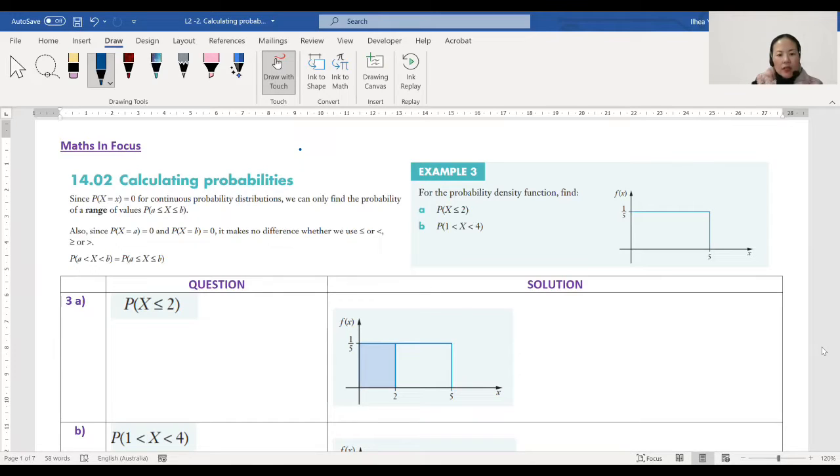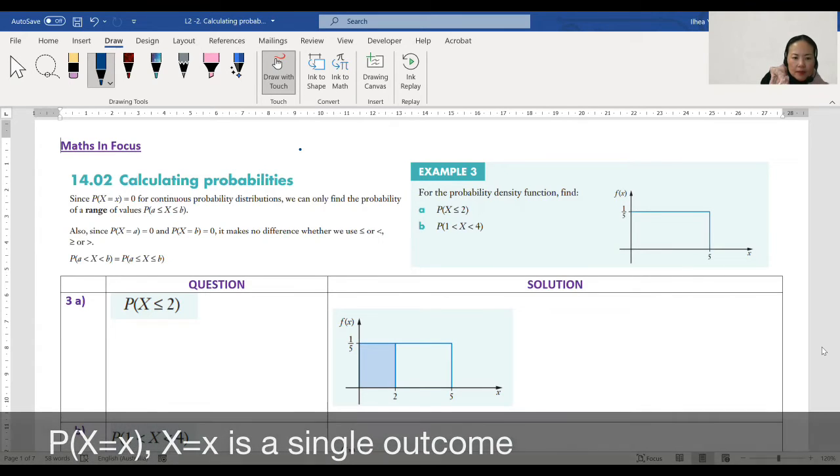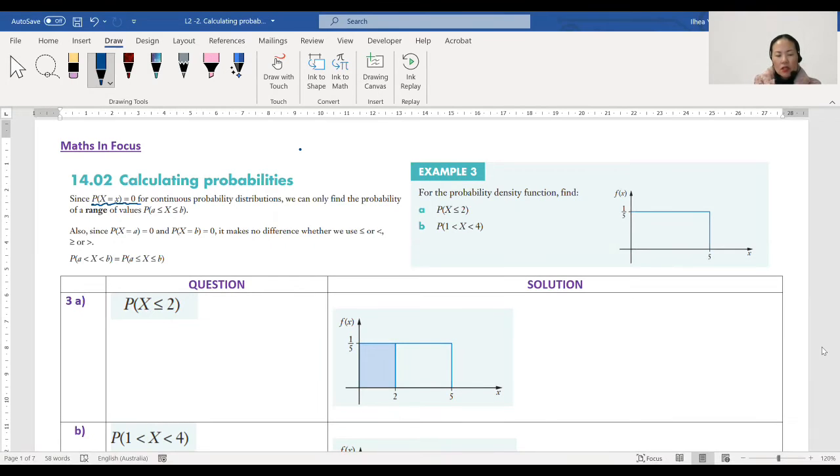Okay, guys, now calculating the probability. Let's have a look. It says here at the beginning, probability is a single value when x equals little x. Remember, with a single discrete value, there's no area because it's just a single line, like x equals 5 or something. There's no area to calculate, so it'll be 0. That's what it means by this first sentence.